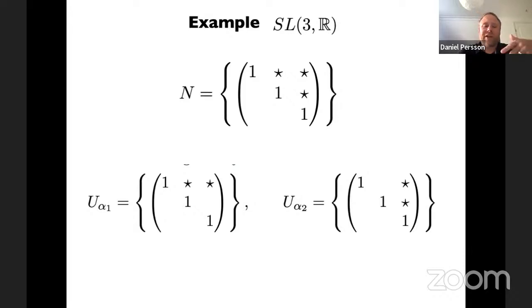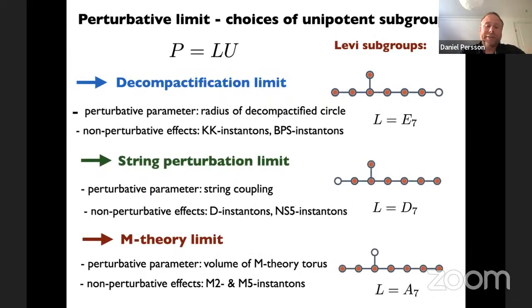Now, you can talk about Fourier expansions with respect to these. And actually, from a string theory perspective, that is extremely natural, because depending on which unipotent group you are Fourier expanding with respect to, you extract different physical effects. So I've indicated this here in 3 different limits. In the string theory literature they are called the decompactification limit, string perturbation limit, and M-theory limit. They correspond to choosing different unipotent radicals. So I have given here the Dynkin diagram of E8. I hope 1, 2, 3, 4, 5, 6, 7, 8.